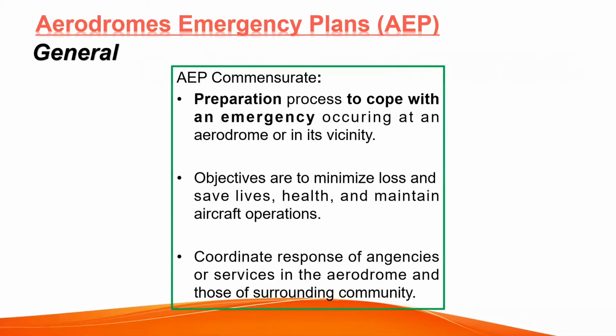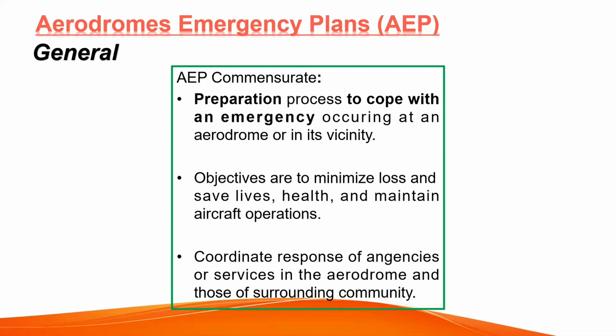Okay, the first is the aerodrome emergency plan. The general introduction for this topic is what a plan is and why a plan is important for operations in an aerodrome. The plan is commensurate preparation, a process to cope with an emergency. Because an emergency is an unexpected event, it could take someone by surprise, and having a plan would be very beneficial to a party with authorization in that vicinity to take action and provide safety measures so that everyone can be assisted properly.